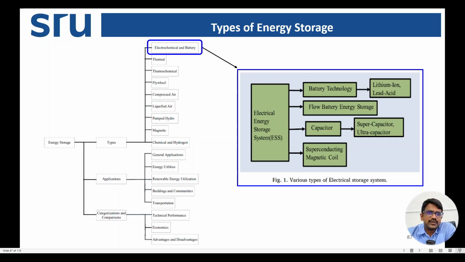So then applications, we can use this energy storage for various applications like general applications, energy utilities, for example, industries like this, then renewable energy utilization, buildings and communities, and also this energy can be utilized for transportation. Then categorization and comparisons. So technical performance, economies, advantages and disadvantages we can discuss.